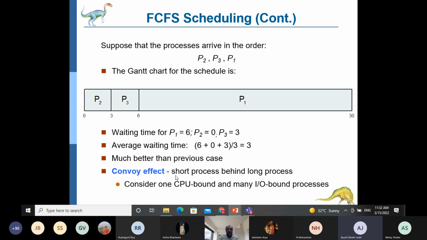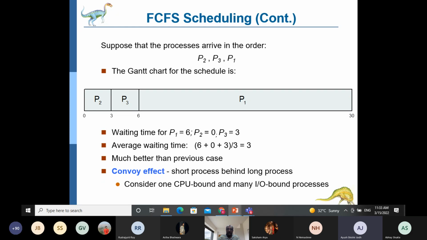And this is known as the convoy effect. It means that if shorter processes are behind a long process, then all these short processes have to wait till completion of that one, right? Therefore, the average waiting time will be increased. You can see the example: suppose you take one CPU bound process and there are many IO bound processes. An IO bound process means a process which spends most of its time on taking IO.